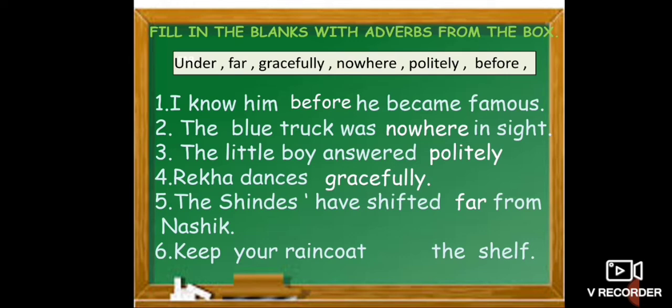Next sentence, keep your raincoat dash the shelf. It is talking about place. So you have to ask the question, where? Where to keep the raincoat? Under the shelf. So children, here you can see you have answered time, manner and place.